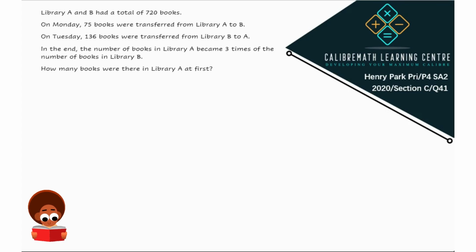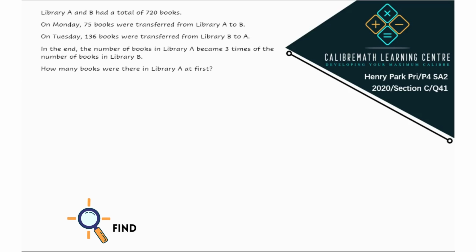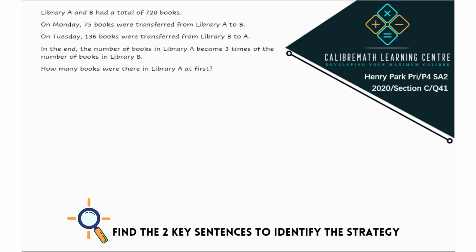Looking at a clone question from Henry Park Primary P4 SA2 paper in 2020, question number 41 of Section C. Now you can pause the video here if you want to read the question first before proceeding. Now, can you identify the two key sentences in this question? Remember, I've said that key sentences are those that help you to identify the strategies or the concept to use.